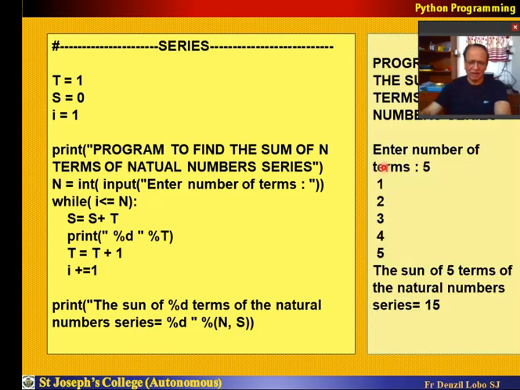For example, here I've entered 5, and it is printing 1, 2, 3, 4, 5. Then the sum: sum of 5 terms of natural numbers is equal to 15. So this is going to be the output of this program.